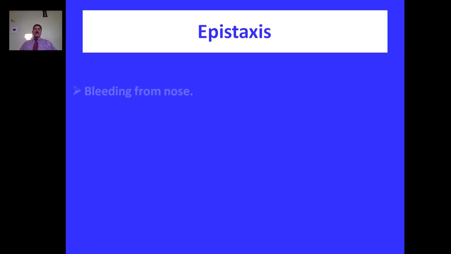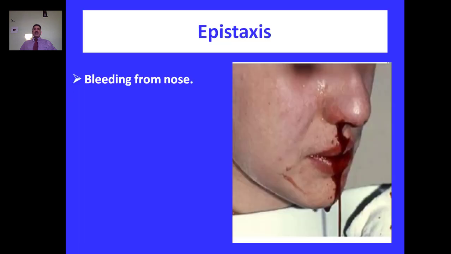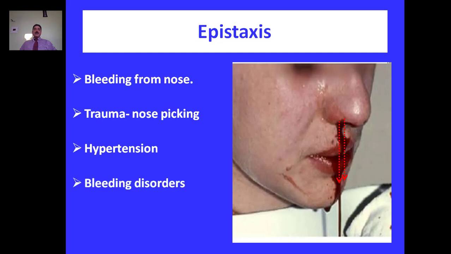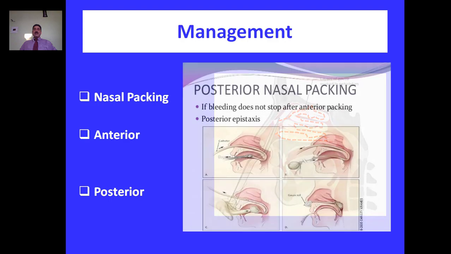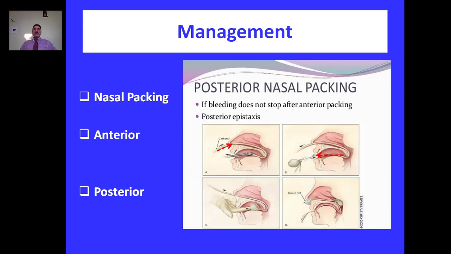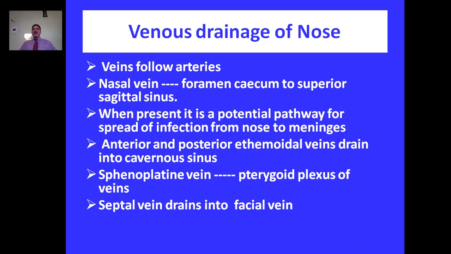What is epistaxis? Bleeding from the nose is called epistaxis. Common causes of bleeding from the nose are trauma, as occurs in nose picking, hypertension, bleeding disorders, and malignancy, or angiofibroma in young adults. It is managed by nasal packing. Nasal packing is of two types: anterior nasal packing, as shown in this diagram, and posterior nasal packing, where we apply pressure to stop bleeding.